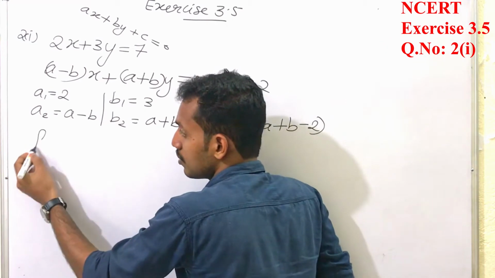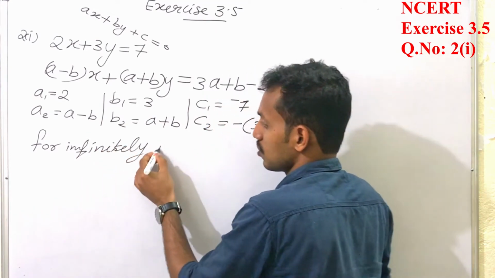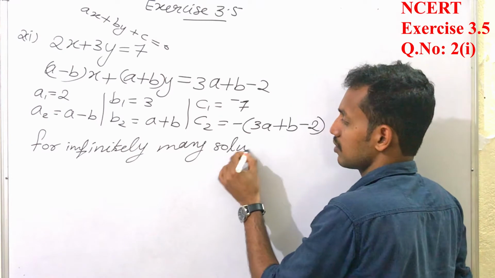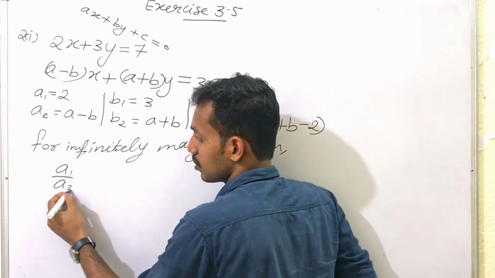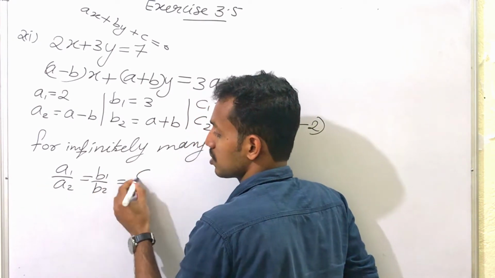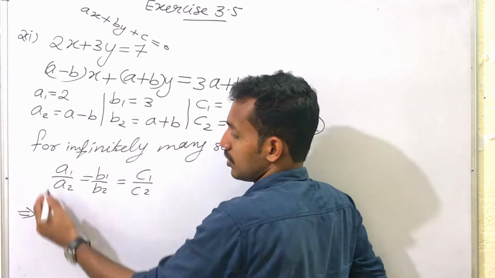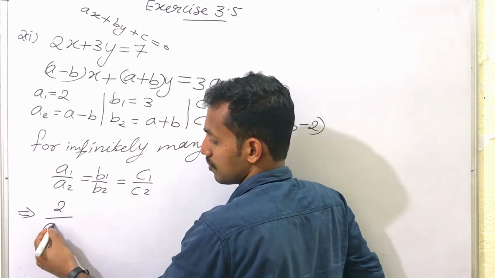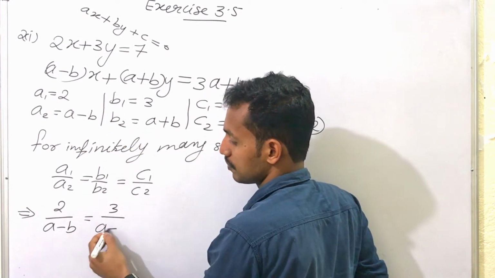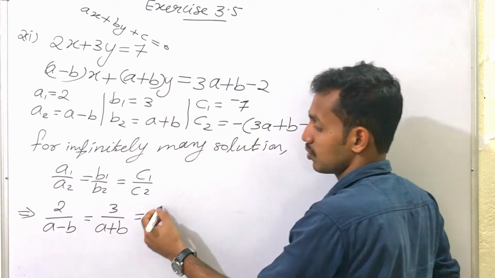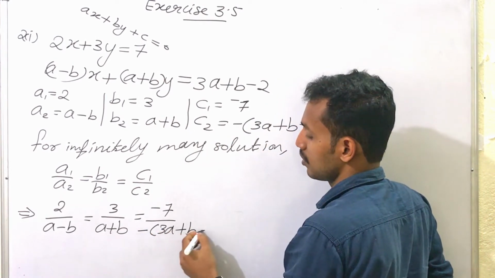Then for infinitely many solutions, what is the condition? A1 by A2 is equal to B1 by B2 is equal to C1 by C2. This is the condition, so equate it. What is A1? 2, by what is A2? a minus b, is equal to what is B1? B1 is 3 and B2 is a plus b, is equal to what is C1? C1 is minus 7 divided by C2, which is minus of (3a plus b minus 2).